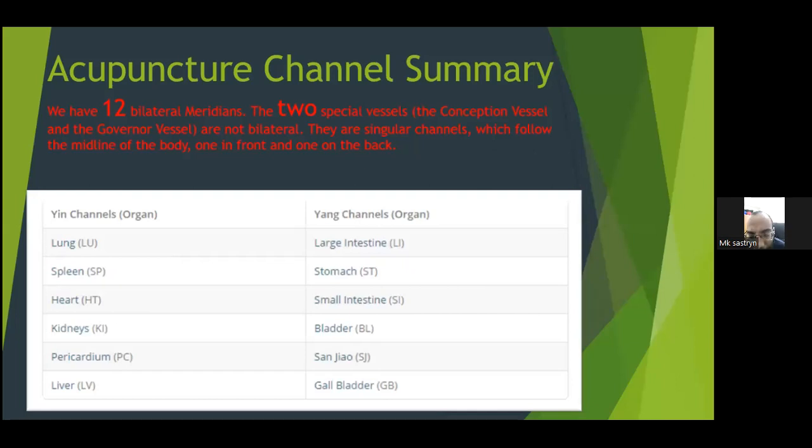Each organ has a channel. These are called meridian channels. So what do we have? 12 meridian channels and 2 extra meridian channels in primary. Right? How many? 12 primary and 2 extra meridians. Special. Yes. Next.